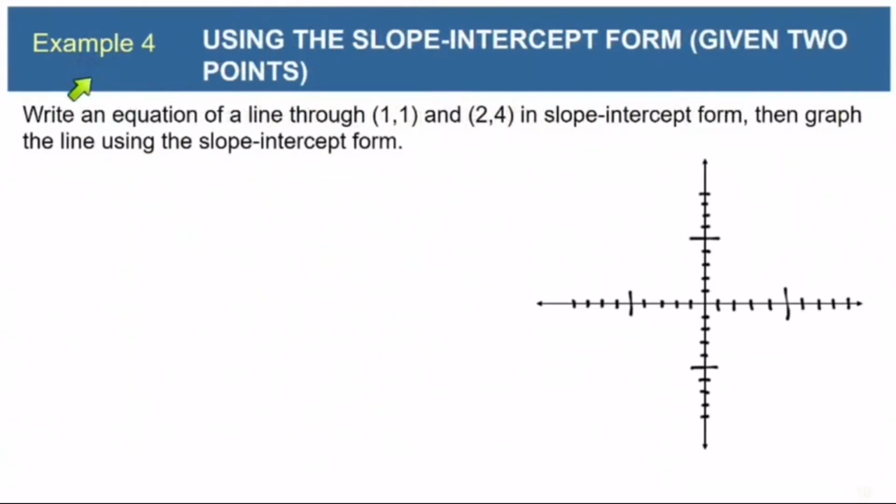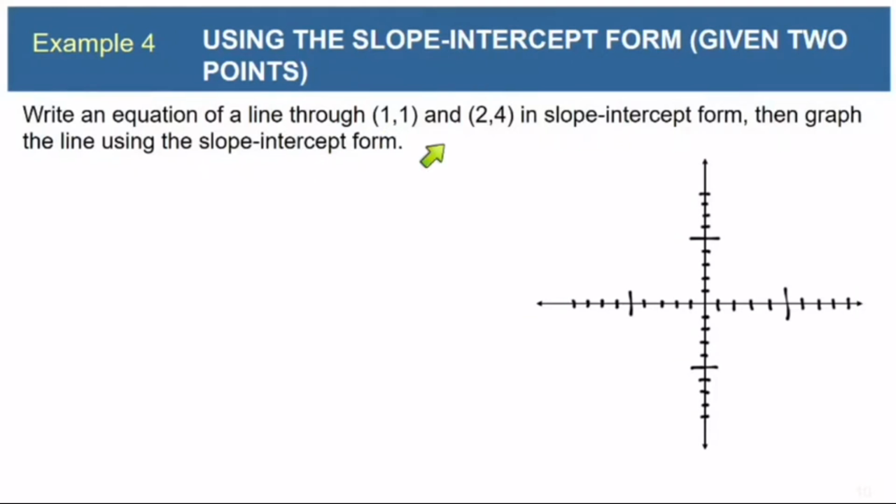Now here is example 4. It says write an equation of a line through (1, 1) and (2, 4) in slope-intercept form, and graph the line using the slope-intercept form. Now we really don't need to know the equation of the line to graph it, because we do know 2 points on the line, and it would be possible just to plot the 2 points and draw the line. However, they've asked us to find the equation, and what we're going to do then is graph the equation and verify that these 2 points are in fact on the line like they're supposed to be.